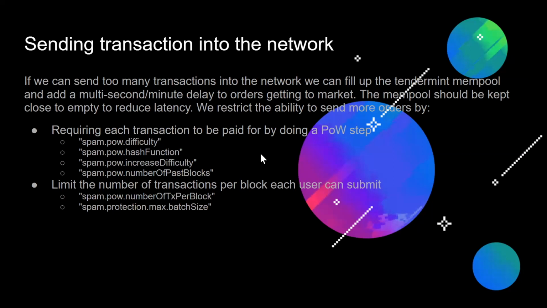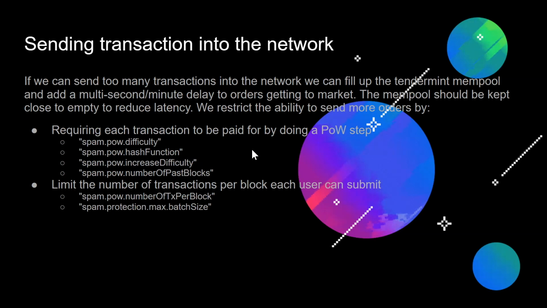And the way the system handles that is to basically make each client pay for a transaction that's being sent in by doing a proof of work step. And if we look at the network parameters, we have 4 network parameters that define how that proof of work step is handled. We have a base difficulty, so spam.pow.difficulty, which is basically how many zeros at the end of the hash the proof of work has to produce before it's accepted. We can specify the hash function. So if in the future we find out that GPUs or a certain piece of hardware makes doing this hashing trivial, then we can swap it to a different hash function.